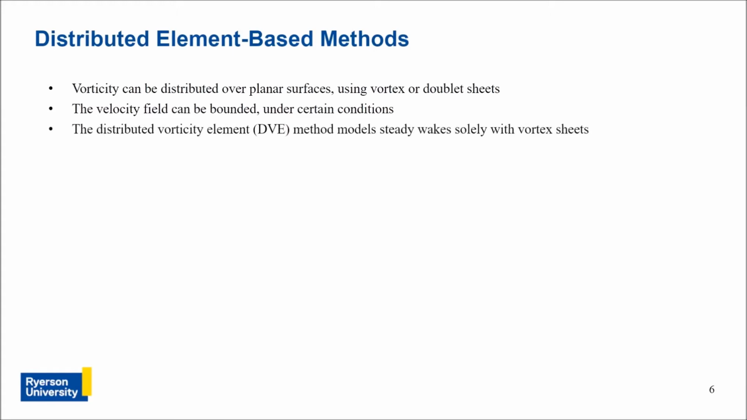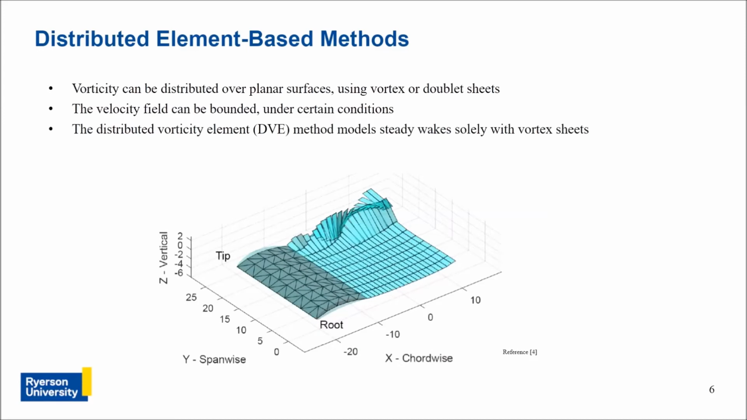An example of this is given by the DVE method, which models steady wakes with only vortex sheets. So the wake relaxation is very robust. This image here is an illustration of that. However, the DVE method still uses filaments on the surface and within unsteady wakes. But what about removing all filaments and moving to a completely distributed based method? One example of this is Pan-Air, which uses distributed doublets and source sheets with no filaments whatsoever. Pan-Air can be used as a panel method or a lifting surface method, but Pan-Air can only do quasi-steady analysis.